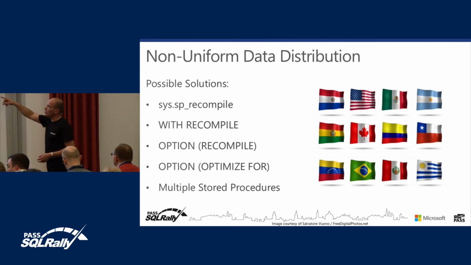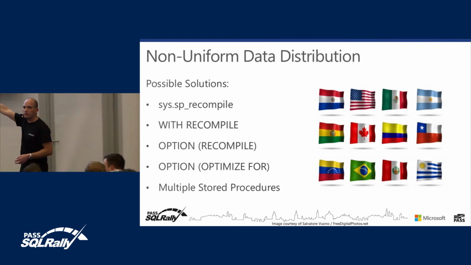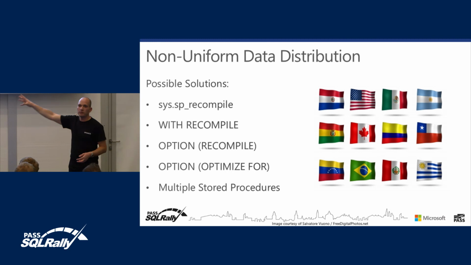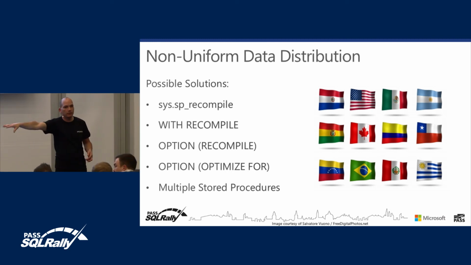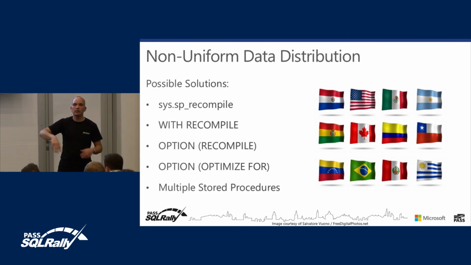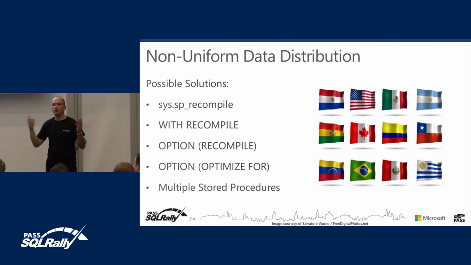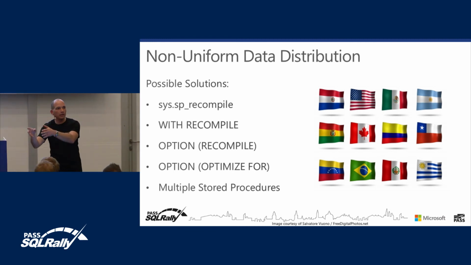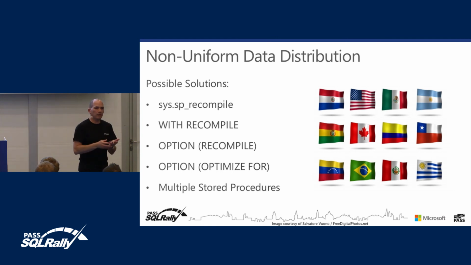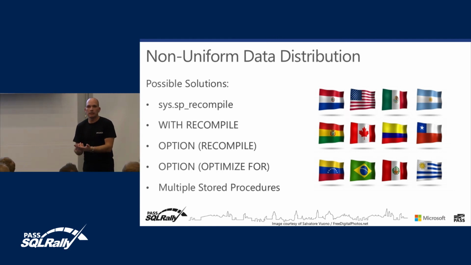You can also use option optimize for, not a specific value, but optimize for unknown. Optimize for unknown means disable parameter sniffing. Okay, don't look at the parameter value, and just generate a plan based on an unknown value, just like the local variable case. Okay, and it sounds like a bad thing. Why would I want to disable parameter sniffing?